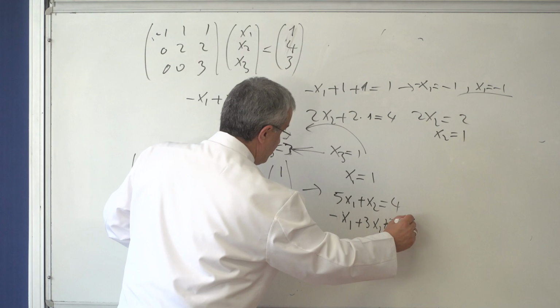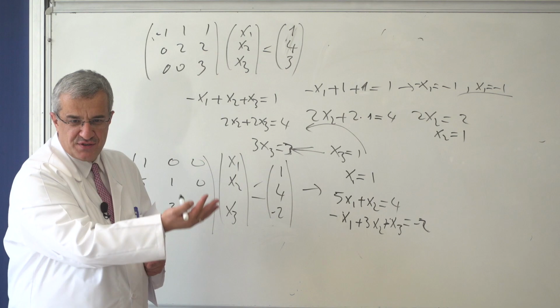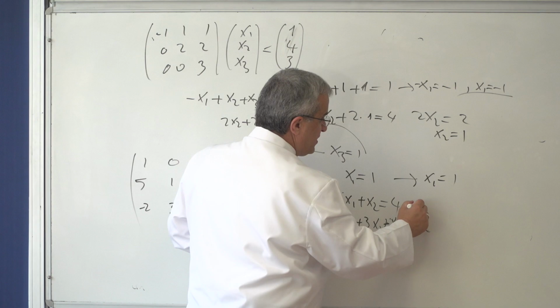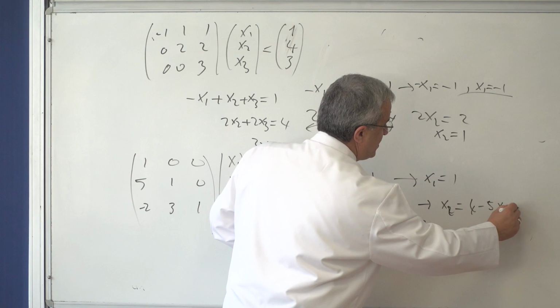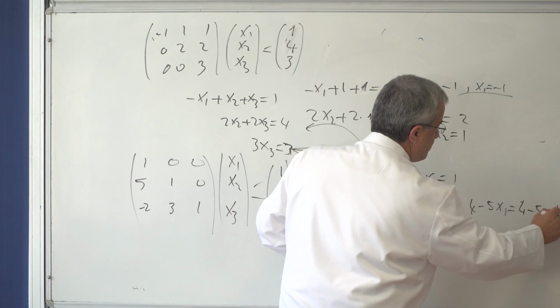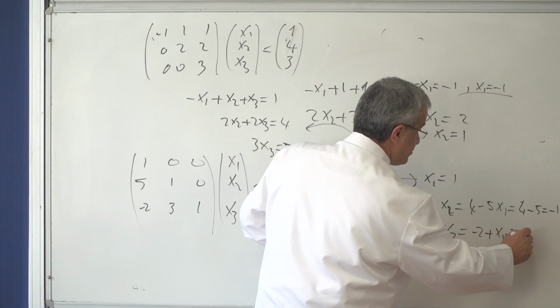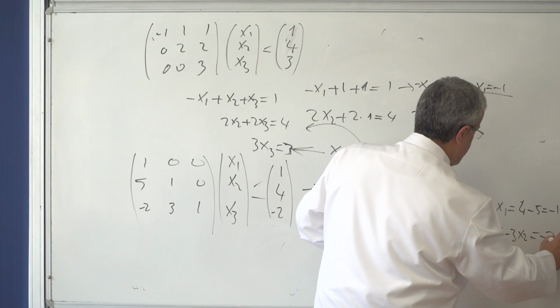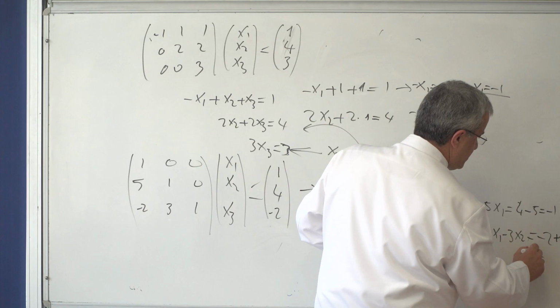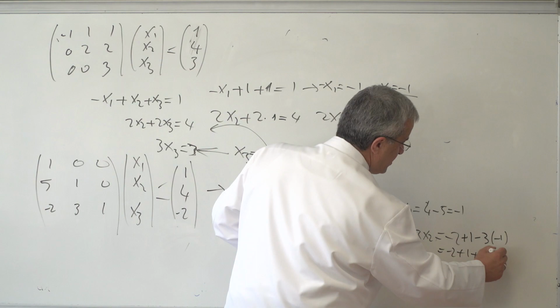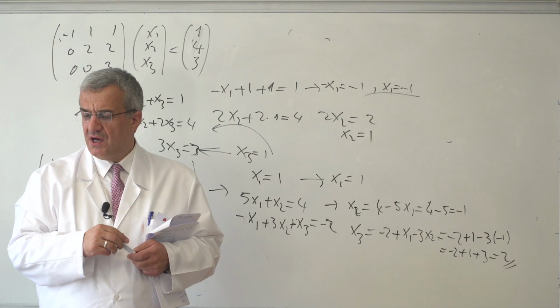So what do I do here? Now I do forward elimination, right? When it is lower triangular. So x1 is 1, it's already there. So x2 is equal to 4 minus 5x1, which is 4 minus 5, which is minus 1. And x3 is equal to minus 2 plus x1 minus 3x2, which is minus 2 plus 1 minus 3 times minus 1. So which is minus 2 plus 1 plus 3. So it is 2.